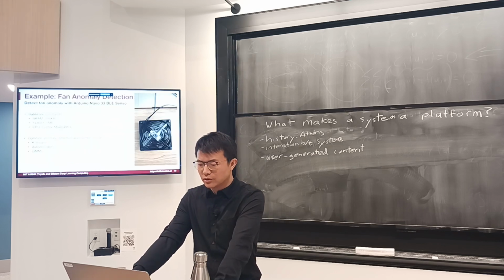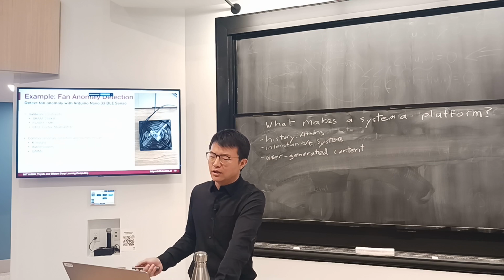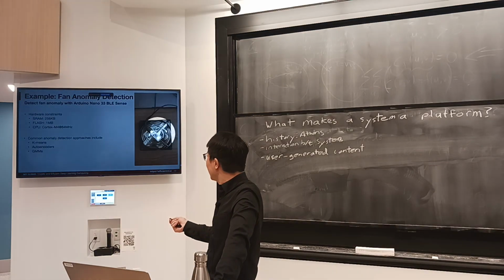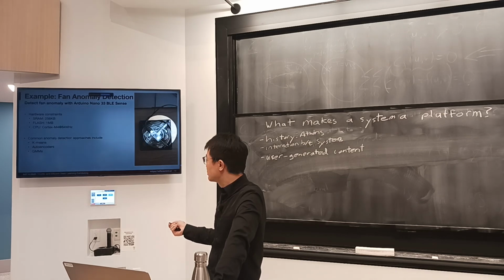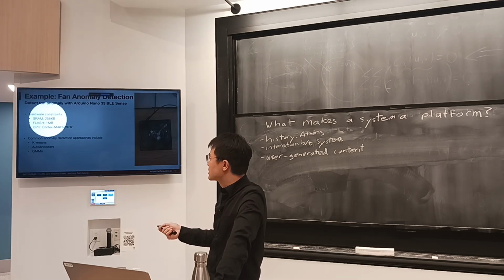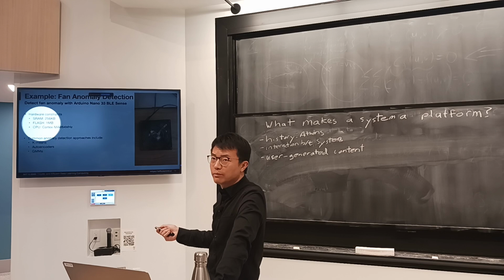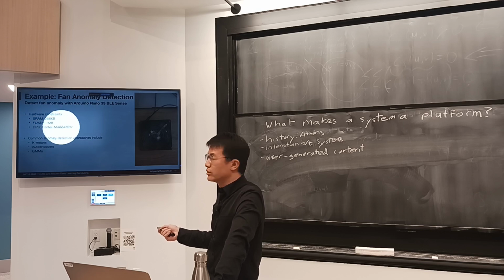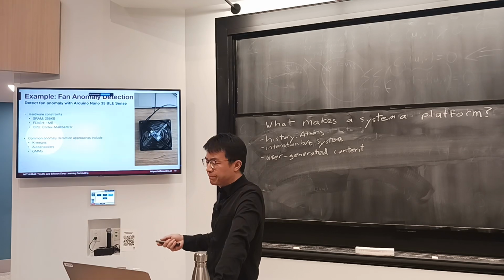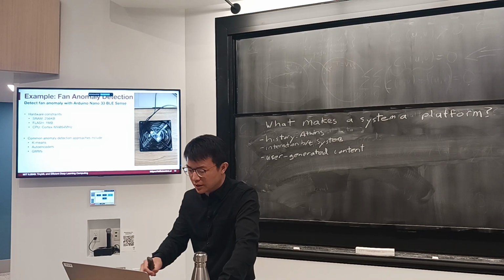So here's a demo to detect the anomaly detection for the fans. So we purchased the fan, and here we have a microcontroller attached to the fan, which has 256 kilobytes of SRAM, only 1 megabyte of flash, only 64 megahertz. And we apply anomaly detection here.